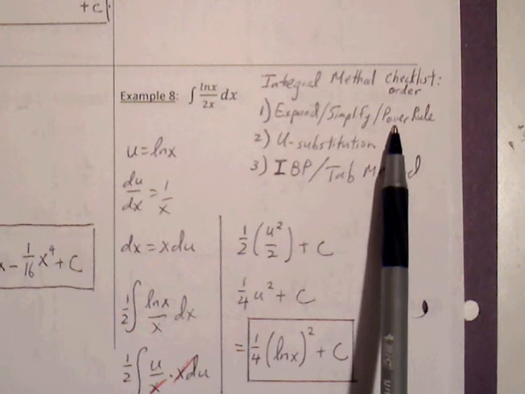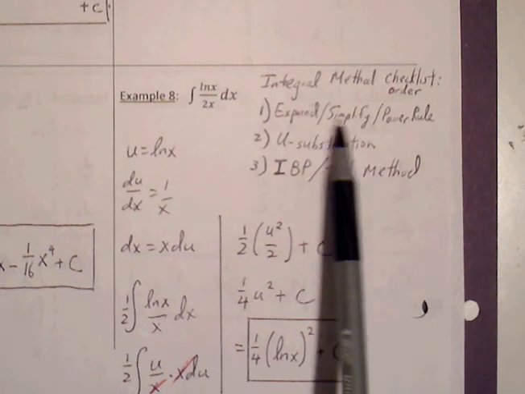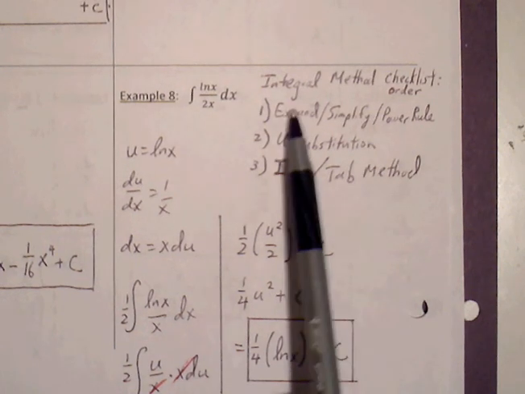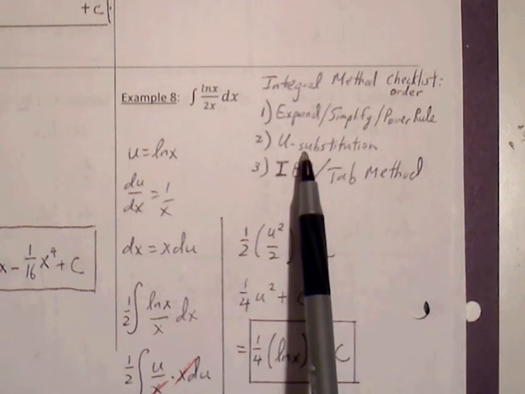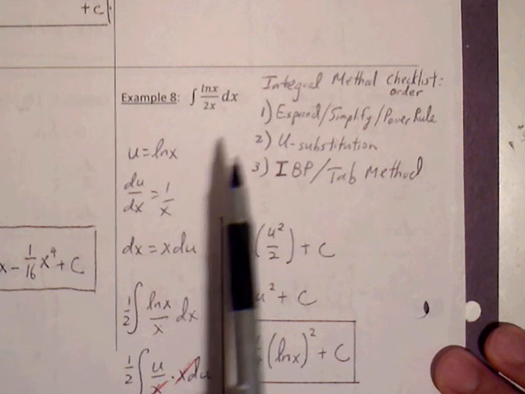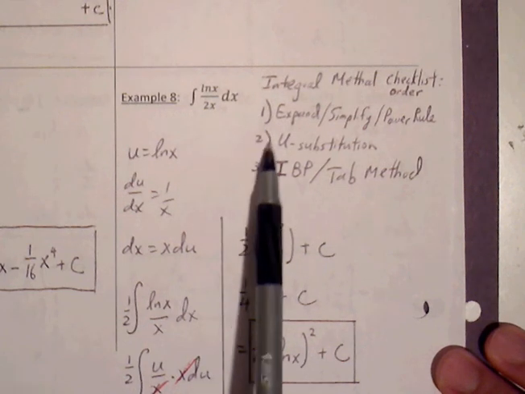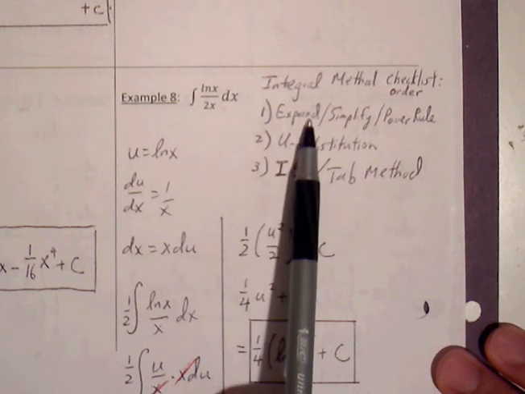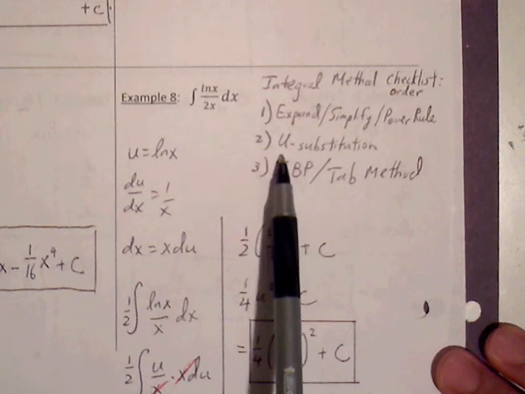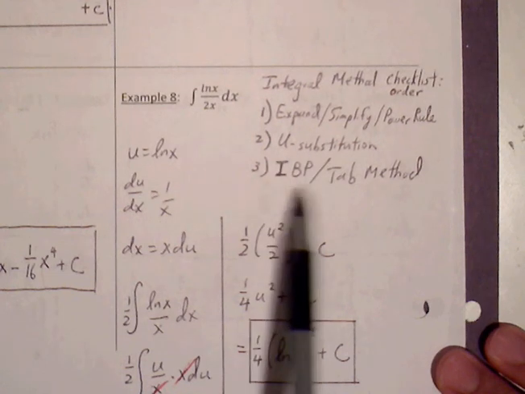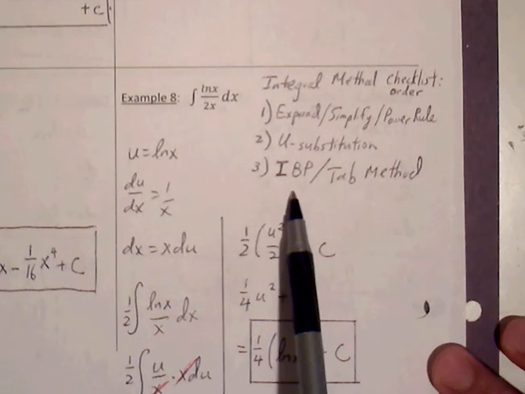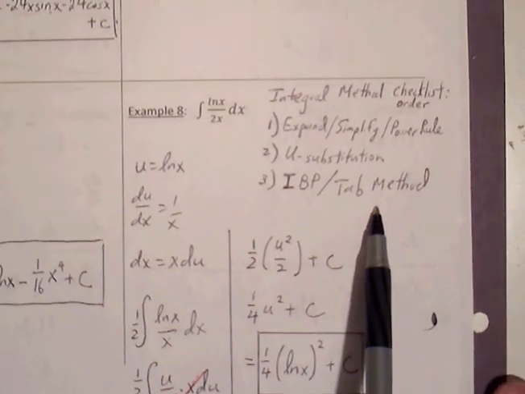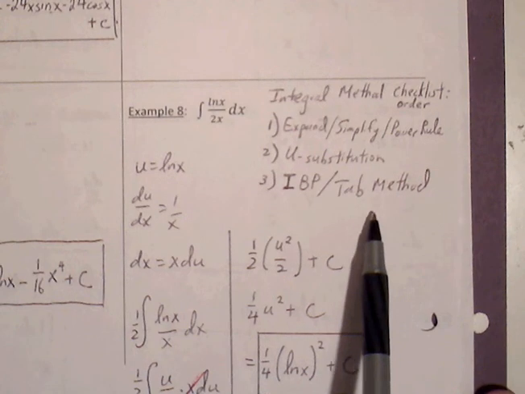If this is not sufficient, then you go to your next option, which is U-Substitution. On the AP exam and the final exam, these two will be the ones that come up the most often. Your last resort will be integration by parts and/or tab method. This is usually not going to show up on the AB exam, but it has shown up before, so we're just covering all our bases here.